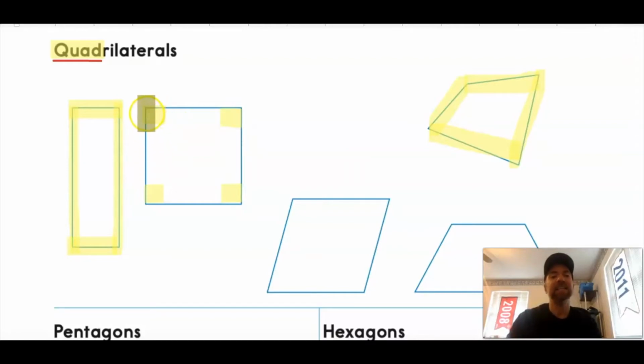This is a square because it has 4 equal sides and 4 square corners. This doesn't have a square corner. My square actually goes outside of its shape.